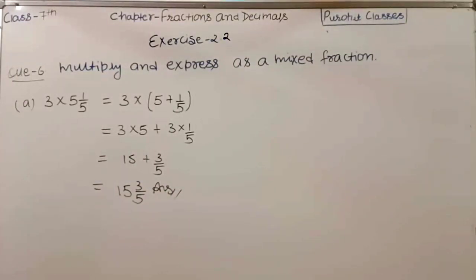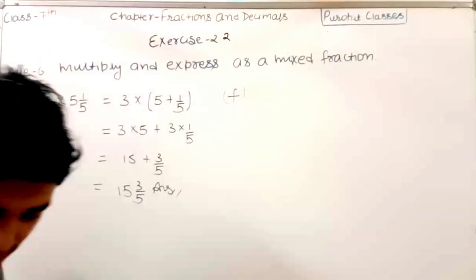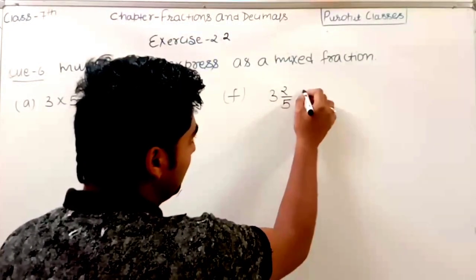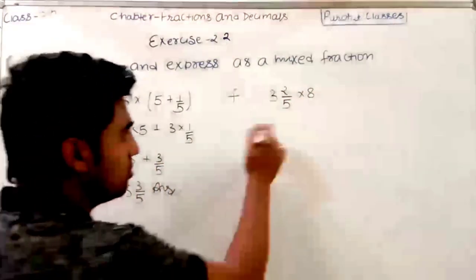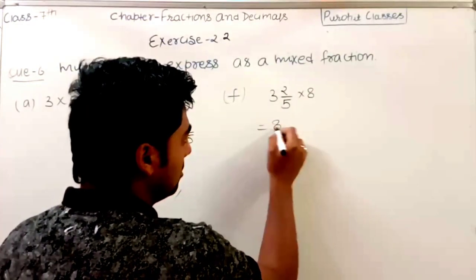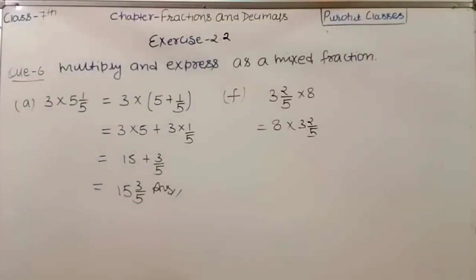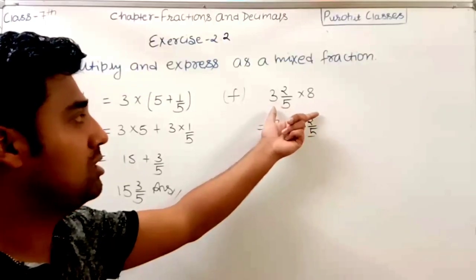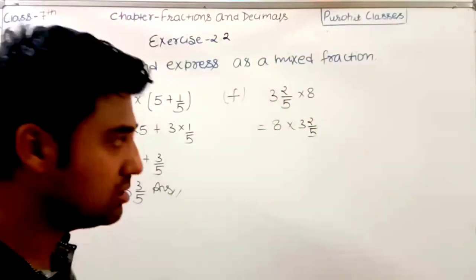Understood? Okay, now let's do part F. That is 3 whole 2 by 5 multiplied by 8. As we are habitual of distributing from the left side, it can be written as 8 multiplied by 3 whole 2 by 5. Understood why we have done this? Because it is the commutative property of whole numbers under multiplication, which says a into b is equal to b into a, so the order can be changed.